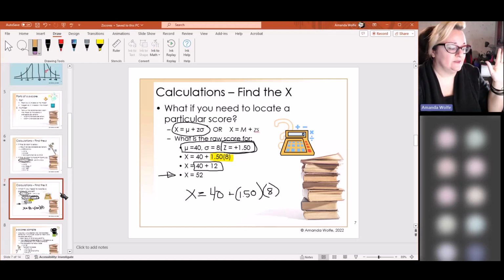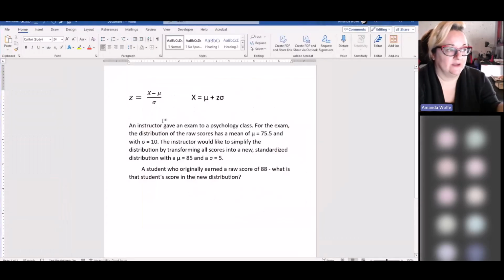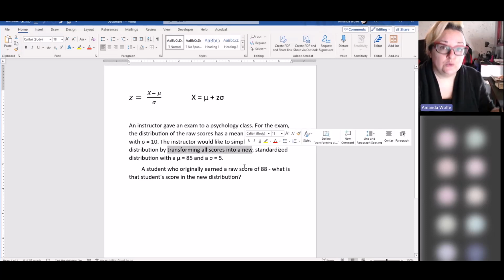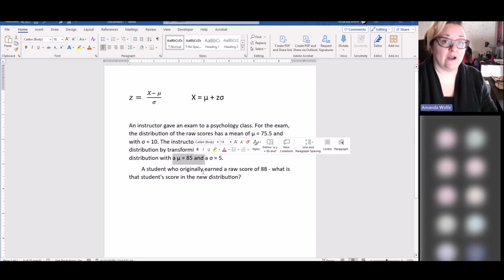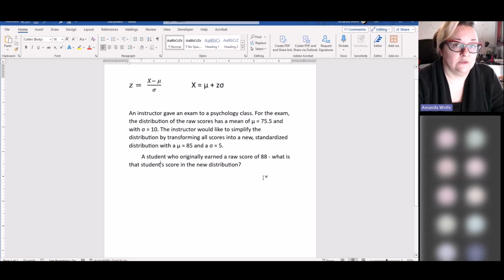I want us to do one that is more of a word problem as some examples. So I have both of your formulas up here, right? The one for finding a Z and the one for finding an X. And then we have this paragraph. So let's go through this. It says an instructor gave an exam to a psychology class. For the exam, the distribution of the raw scores has an average of 75.5 and a standard deviation of 10. The instructor would like to simplify the distribution by transforming all of the scores into a new distribution where the average is 85 and the standard deviation is 5. So a student who originally earned a raw score of 88, what is their score in the new distribution?